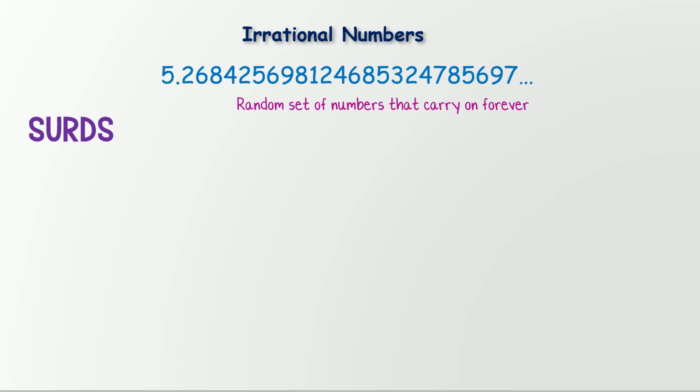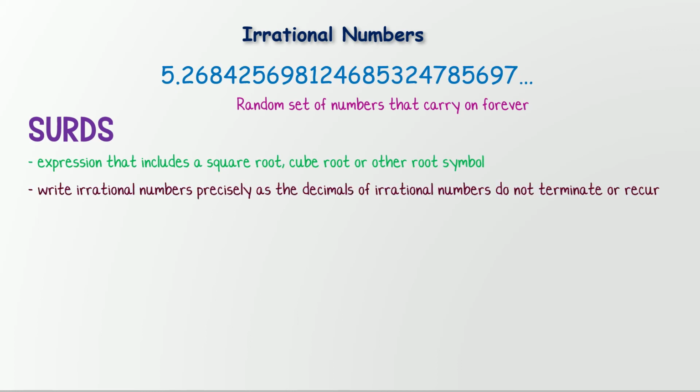I'll cover surds in more detail in another video, but in summary, a surd is an expression that includes a square root, cube root, or other root symbol, and we use surds to write irrational numbers precisely, as the decimals of an irrational number do not terminate or recur, so they cannot be written exactly in decimal form. So for surds, if we have square roots, to get an irrational number, it would be the square root of a non-square number.